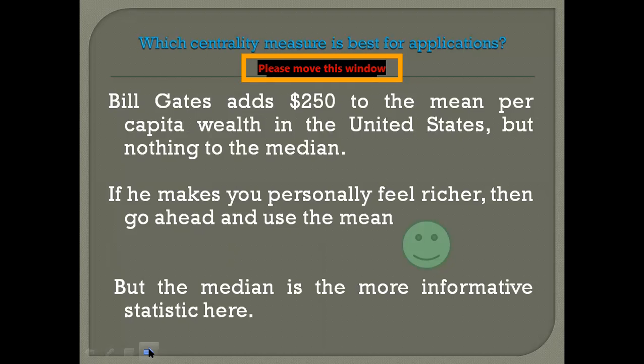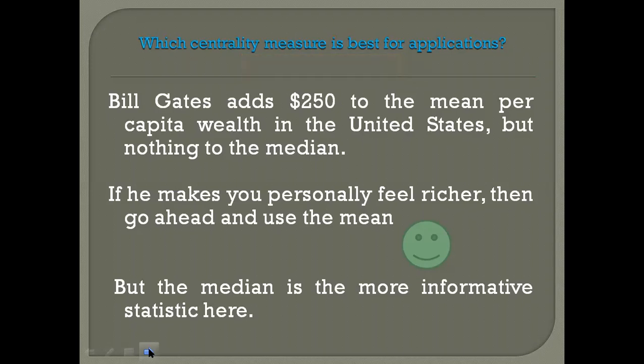For example, if Bill Gates adds $250 to the mean per capita wealth in the United States, but nothing to the median. If we look at the per capita income of people in the United States, and if you add the wealth of Bill Gates to that whole per capita income, then it's going to change the mean or the average wealth of each person in the United States. So that will dramatically change the mean.